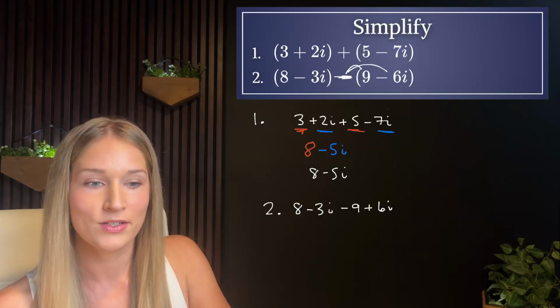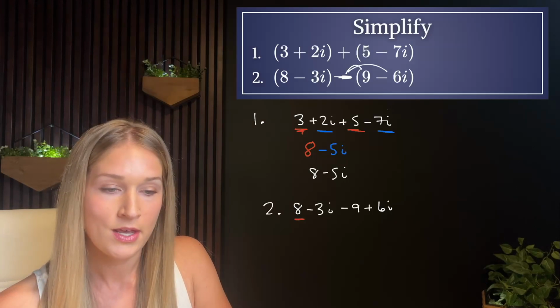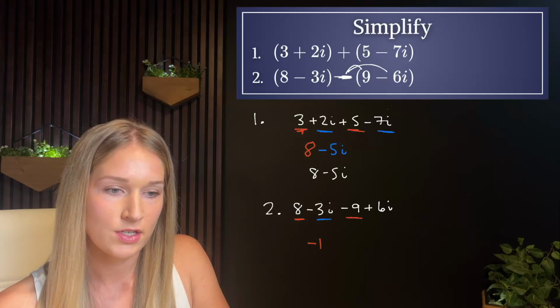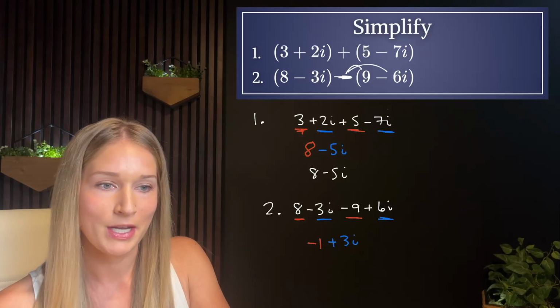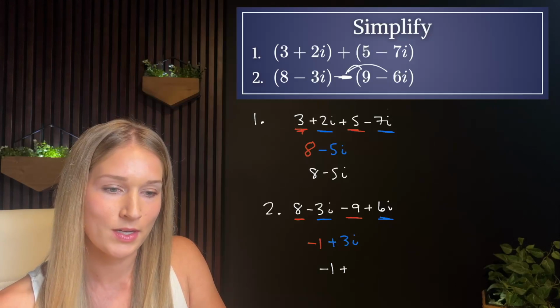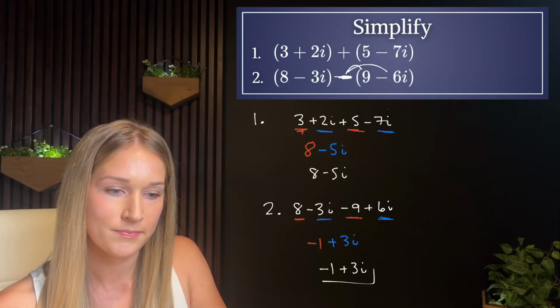And now I can go ahead and combine my like terms. Starting with the real component, I get negative 1, and for the imaginary components, I get positive 3i. So my new complex number is negative 1 plus 3i.